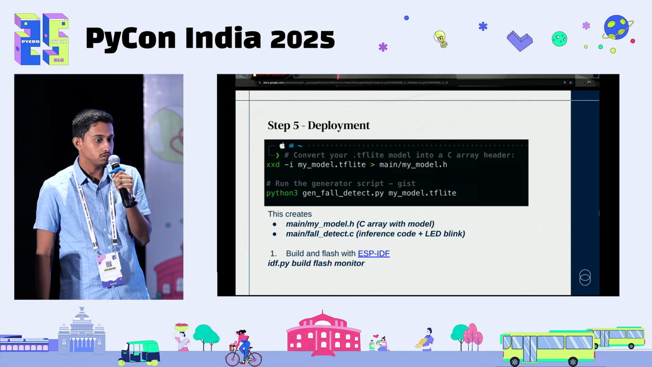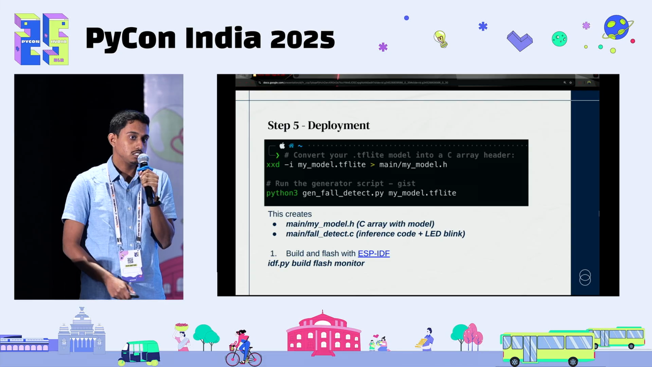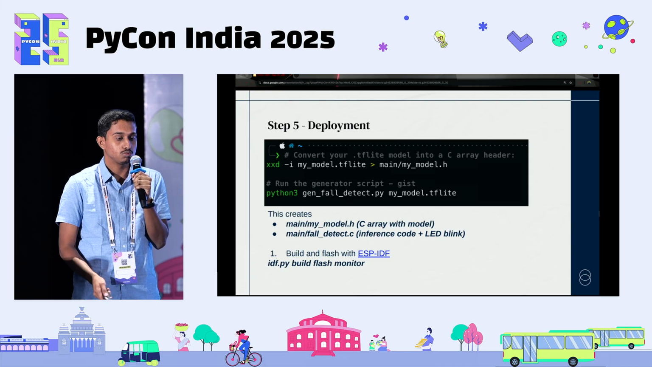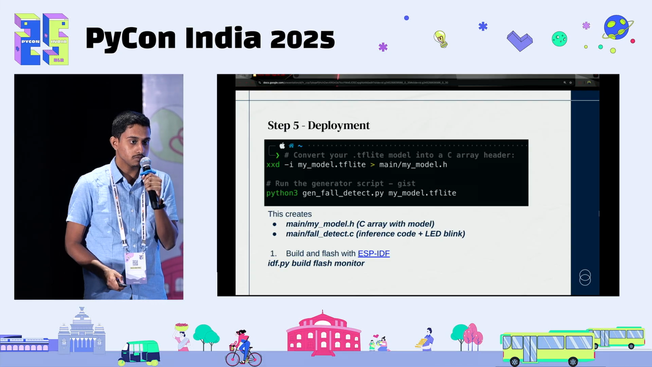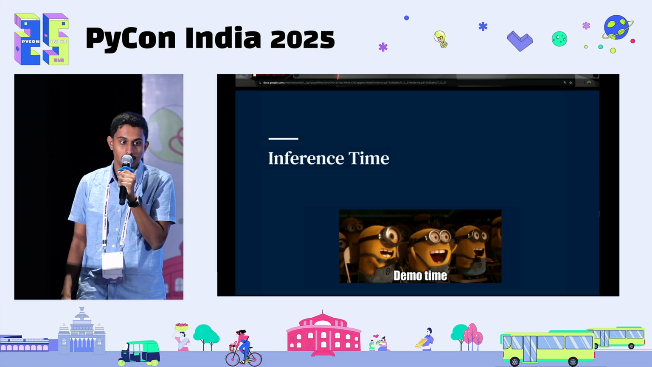Then we look to flash with ESP-IDF. So what is ESP-IDF? It's just the ESP framework providing some of the tools to do the flashing using Python. Now let's move to inference and see how this works in real time.